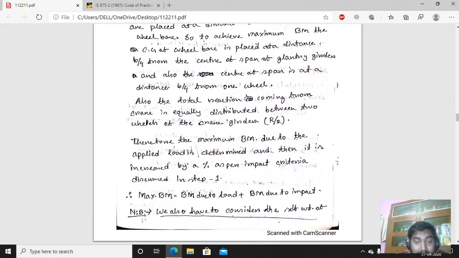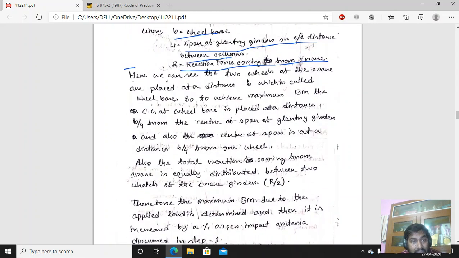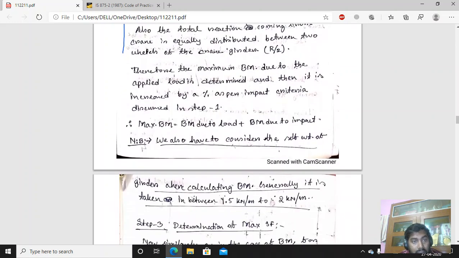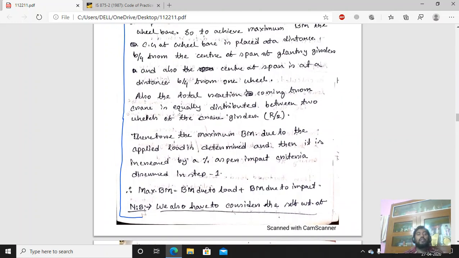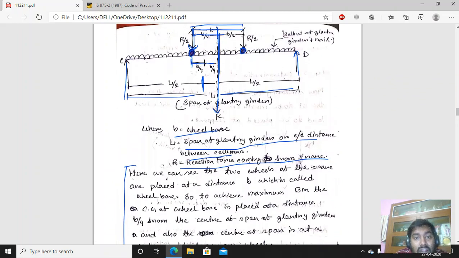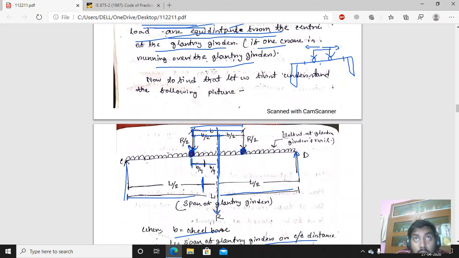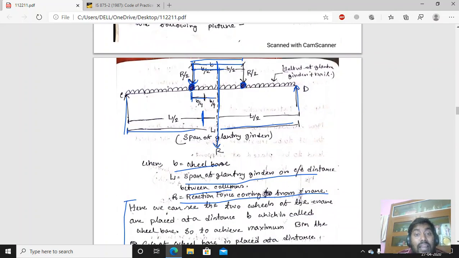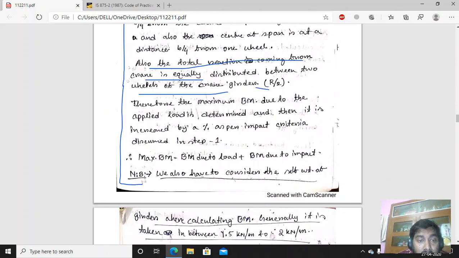Here is what I have told you, written in an easier way, so you can see how the load can be calculated. The total reaction coming from the crane is equally distributed between the two wheels of the crane girder. So the load will be divided in each wheel as R by 2 and R by 2. We will need that when calculating the bending moment. Therefore, the maximum bending moment due to the applied load is determined, and then it is increased by a percentage as per the impact criteria.